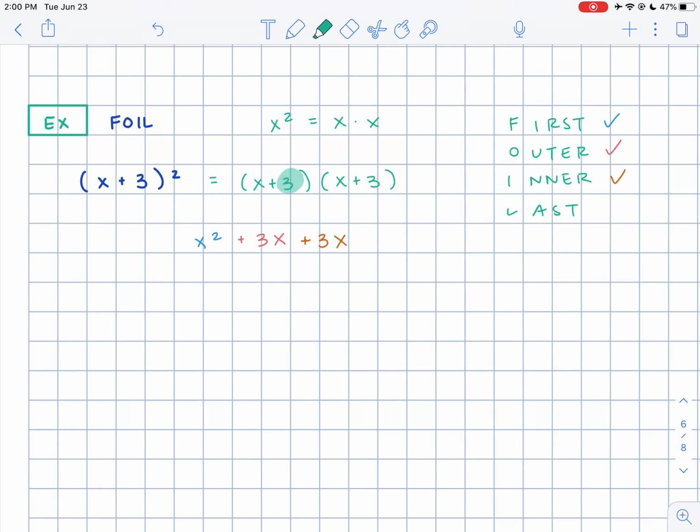This is last, and this is last. This is the last term, and that's the last term. So what is 3 times 3? It's 9. So we multiplied the first terms, the outer terms, the inner terms, and the last terms.